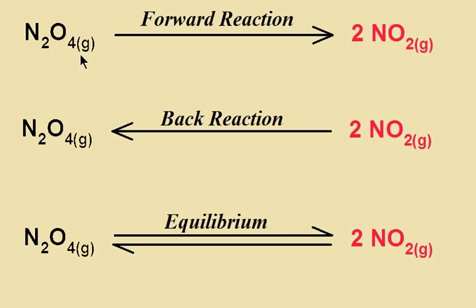The dinitrogen tetroxide we start with is colourless. The nitrogen dioxide is a red-brown colour. So as that red-brown colour appears, we know we're producing nitrogen dioxide in the forward reaction. However, there's a competing back reaction that uses up our product, now thought of as the reactant, nitrogen dioxide, and converts it back into the dinitrogen tetroxide.